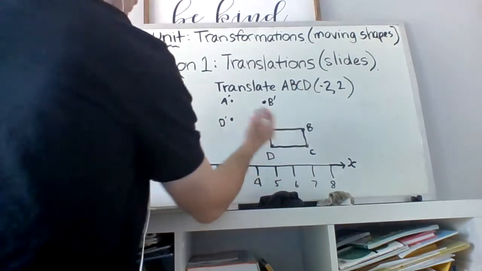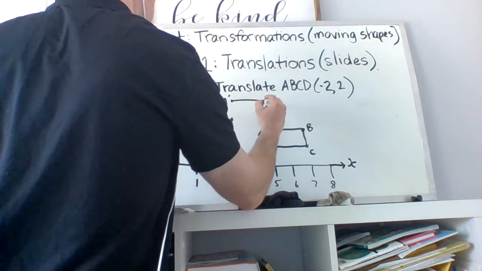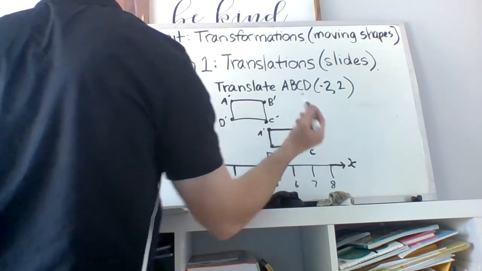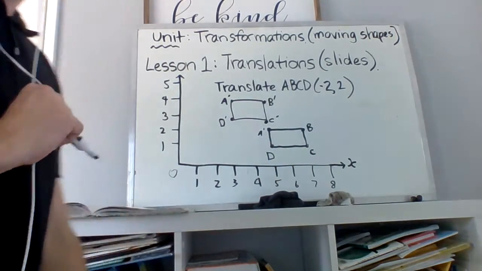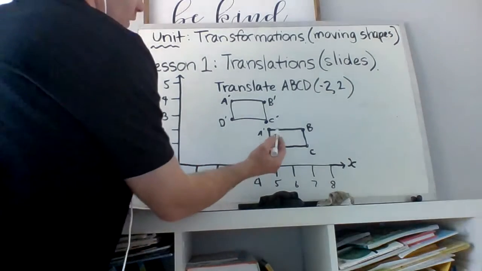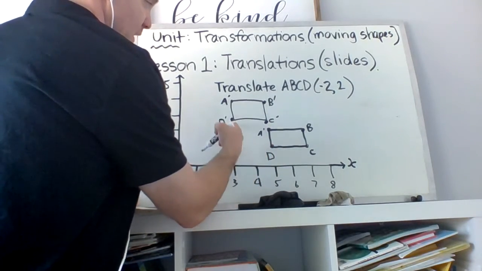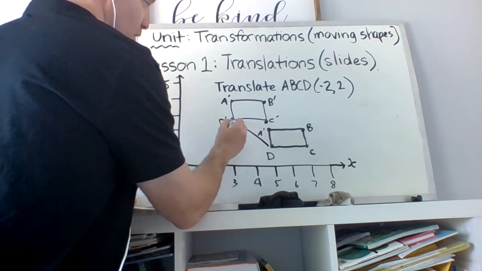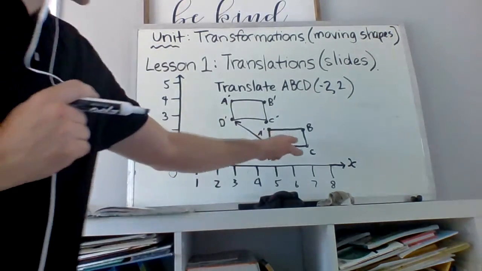Okay, so then you connect the dots: A, B, C, D. And don't forget, you have to have your translation arrow to show where you moved. So I'm going to go from D to D, from my original to my new image. From my original to my new.